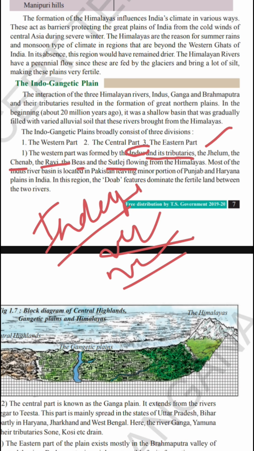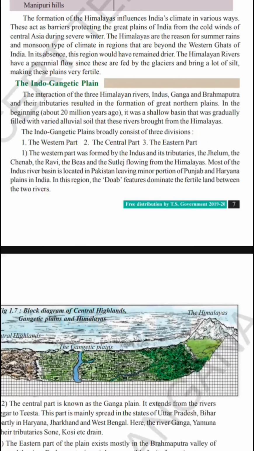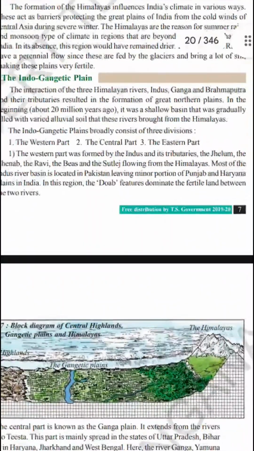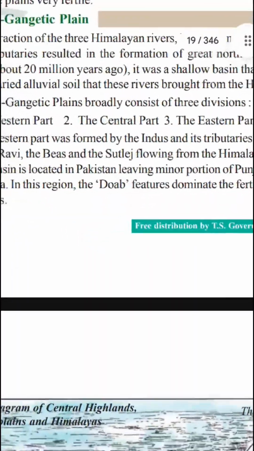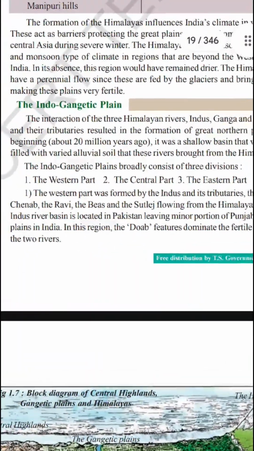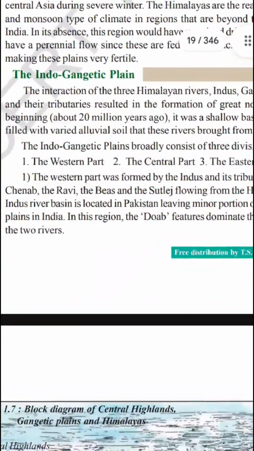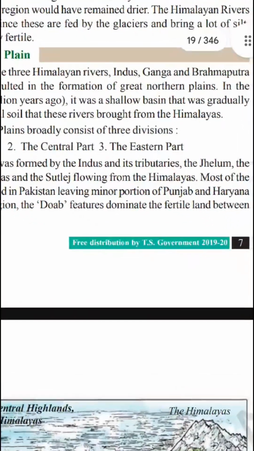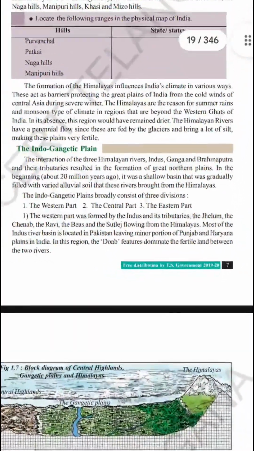When it comes to Indus and Sutlej, both are originating in the region of Himalayas. So as you come down here, you will observe that most of the Indus River basin is located in Pakistan, leaving a minor portion in Punjab and Haryana. So it might be clear to you that most of the region of Pakistan is flooded by the Indus River, and even Punjab and Haryana are plains in India.